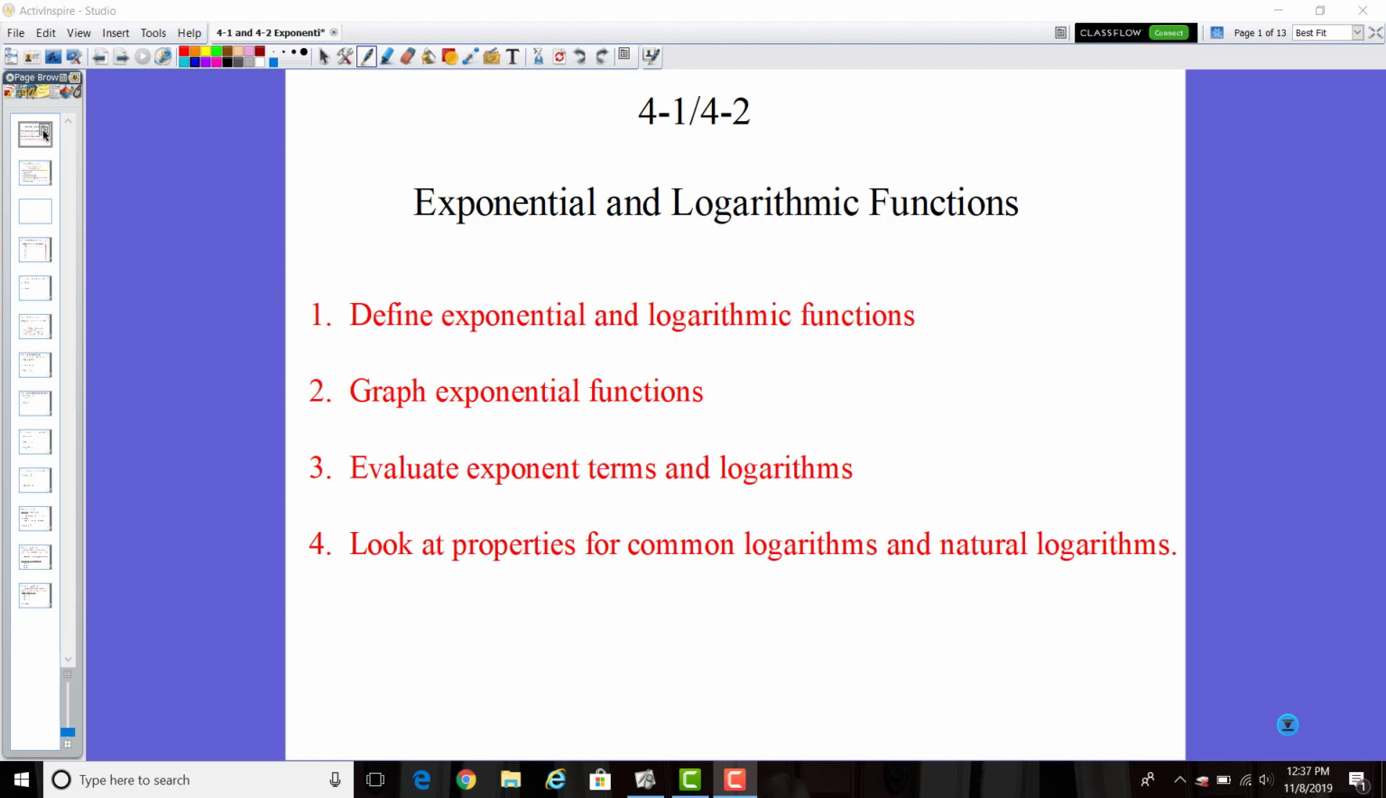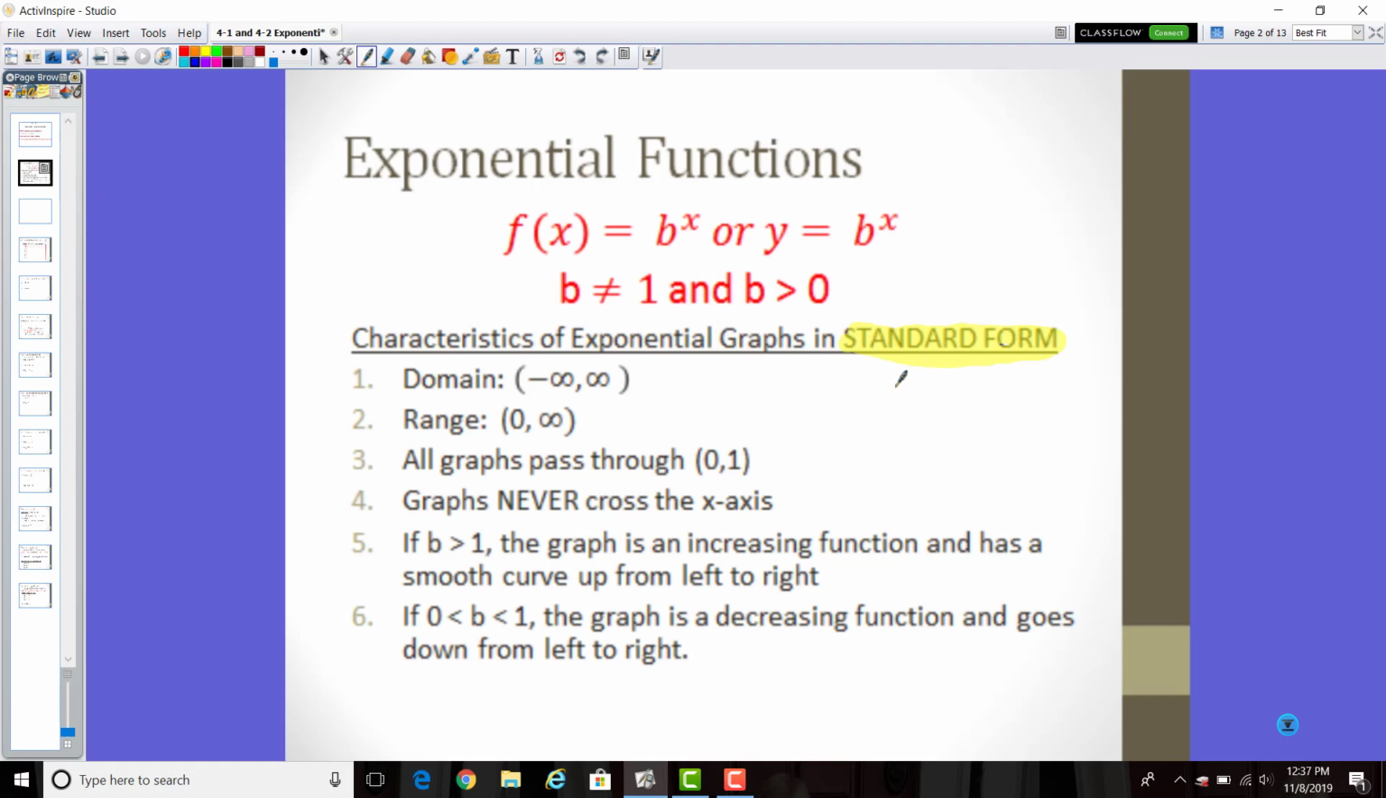Today is basically a lot of definitions and a lot of form work, looking at how this form and that form are equivalent. We're going to start off by talking about exponential functions in what we call standard form. So this is standard form for an exponential function.